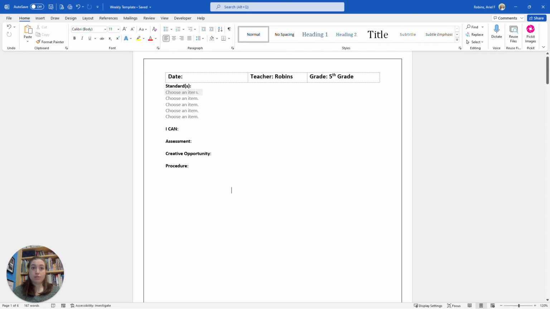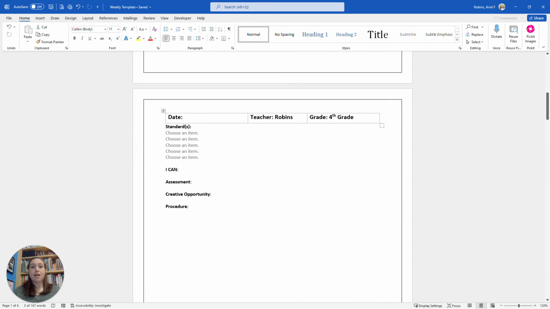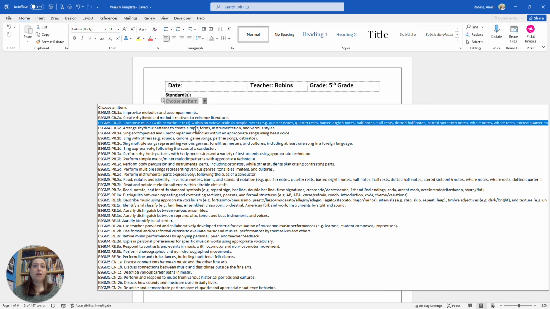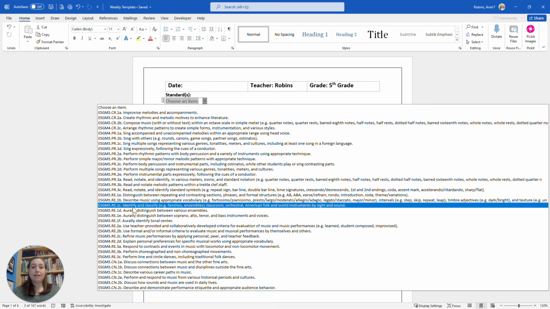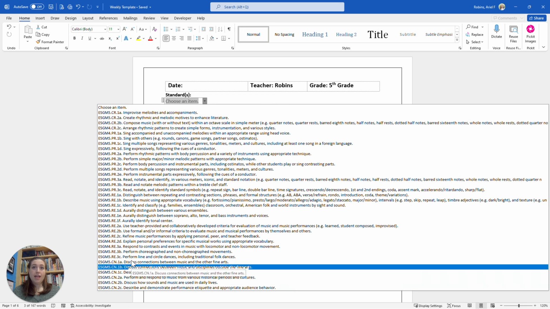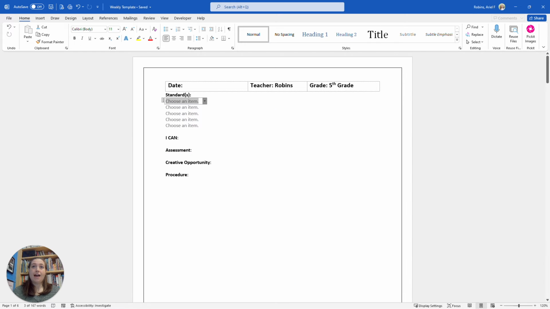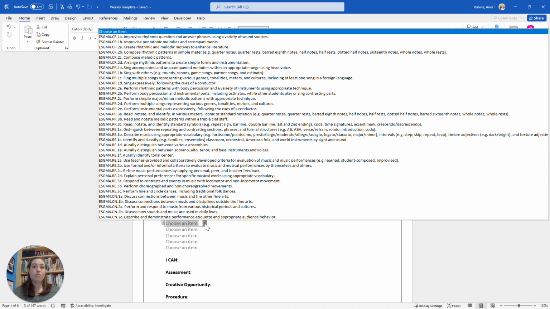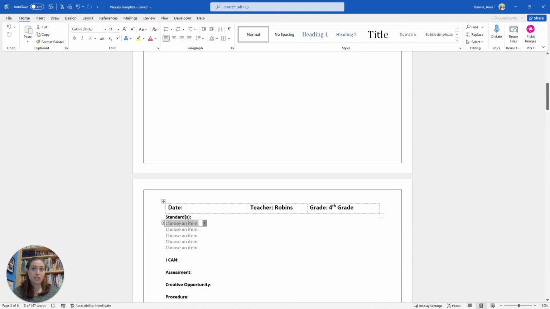So here is what I was referencing earlier for the standards, and I'm going to provide this to you also, and it's going to make your life a lot easier. I've created a drop-down menu of all the 5th grade standards, of all the 4th grade standards, that you can just copy and paste and drop right into your lesson plan. So here are all of the standards for 5th grade music in Georgia. And you notice that I have 5 of them listed as a default in each lesson plan. Here are the 4th grade standards, so it's customized to each grade.